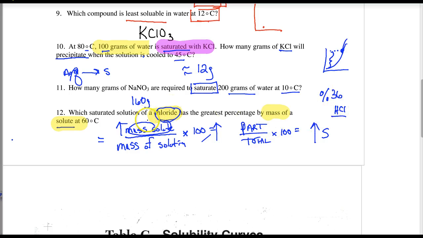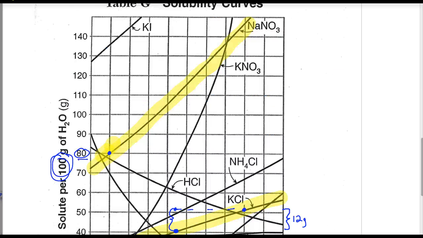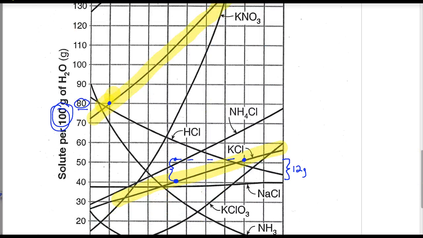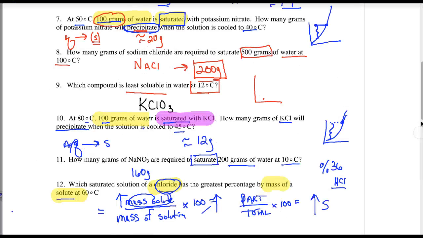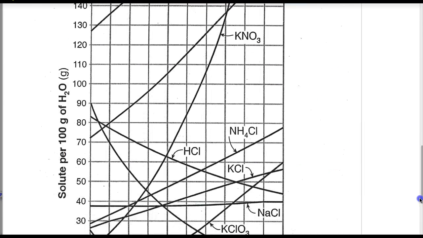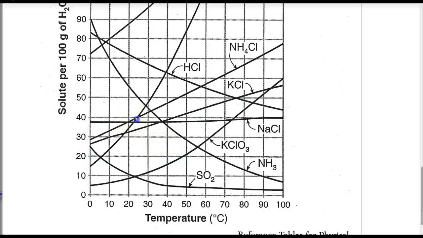Okay, so I'm looking for the most soluble chloride at 60. So let's go find some chlorides and let's clean this up a little bit. Okay, where's my chlorides? Well, I have ammonium chloride. I have potassium chloride. I've got hydrochloric acid going down because it's a gas, less soluble at higher temperatures. I have sodium chloride.